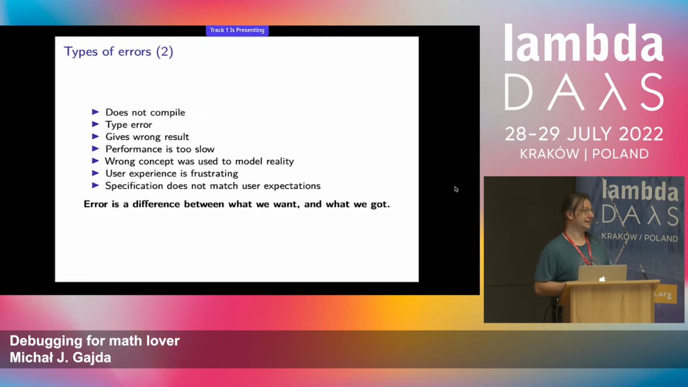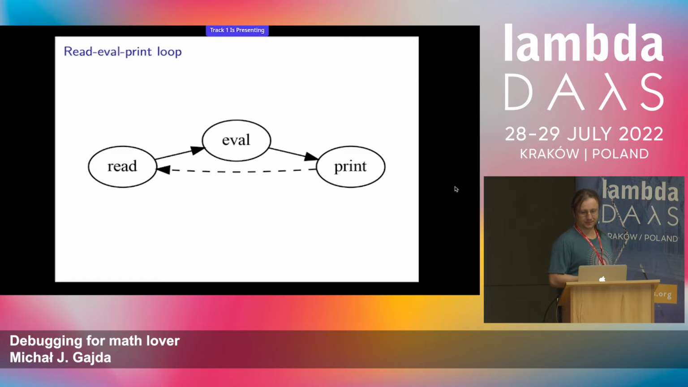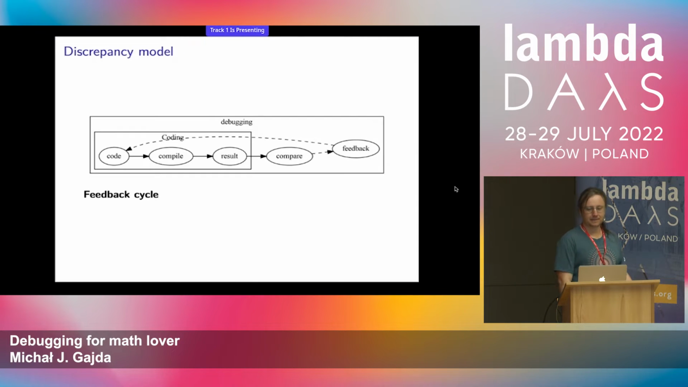It's the time that it takes to fix the error. So we have something like a read, eval, print loop, right? Like your interpreter loop. You change something, you run the program, you print the result. Except that we call it a feedback cycle. So basically you code a fragment of a program, then you compile it, you get a result of the program when it runs, then you compare the results and use this feedback, this comparison, to fix a fragment of code.